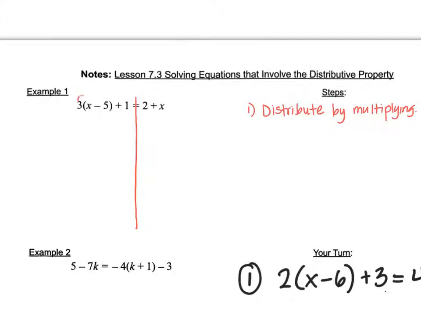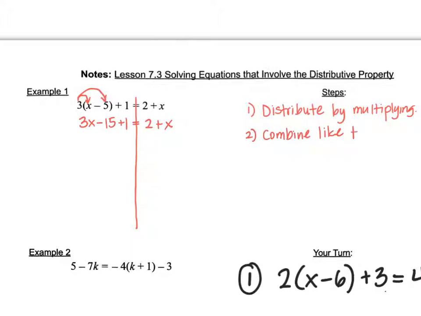That looks like this. I'm going to take the 3 that's outside the parentheses and multiply with what's inside. So as you can see, I'm not multiplying it with the 1 over here. That means 3 times x is 3x. 3 times the minus 5 that's there is minus 15. I still have plus 1, and I still have the 2 plus x on the other side. Okay, step number 2 is we're going to combine like terms.